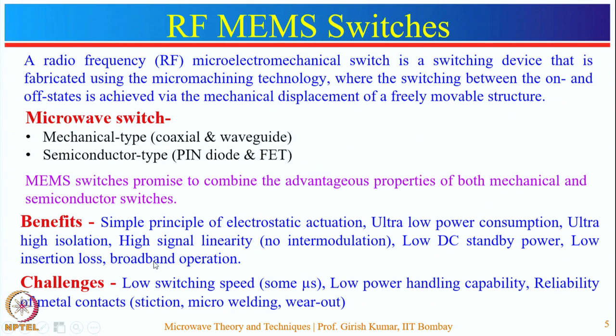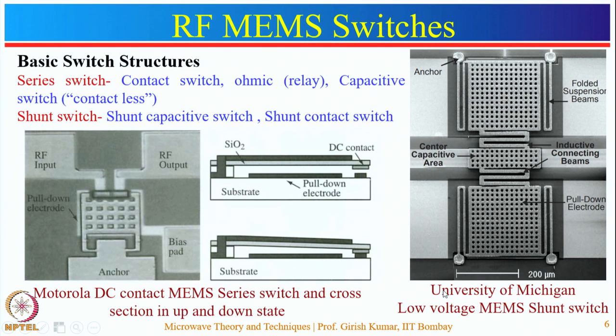and they are more suitable for broadband operations. However, they suffer from challenges like they provide low switching speed and low power handling capability as compared to the semiconductor type of switches. They are also limited in terms of reliability of the metal contacts. Now, these switches could be of two types, series or the shunt.